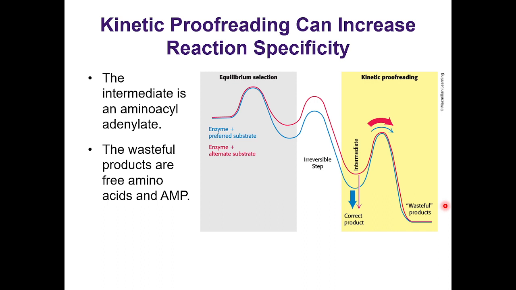the wrong thing. And this editing step is going to free those back up into the waste, but your waste is going to be free amino acids and AMP. Now note that this is wasteful. Where did the AMP come from originally? It came from ATP, right? So you are wasting energy every time you're doing this. But what that does keep you from getting is this intermediate right here, which is the incorrect one.